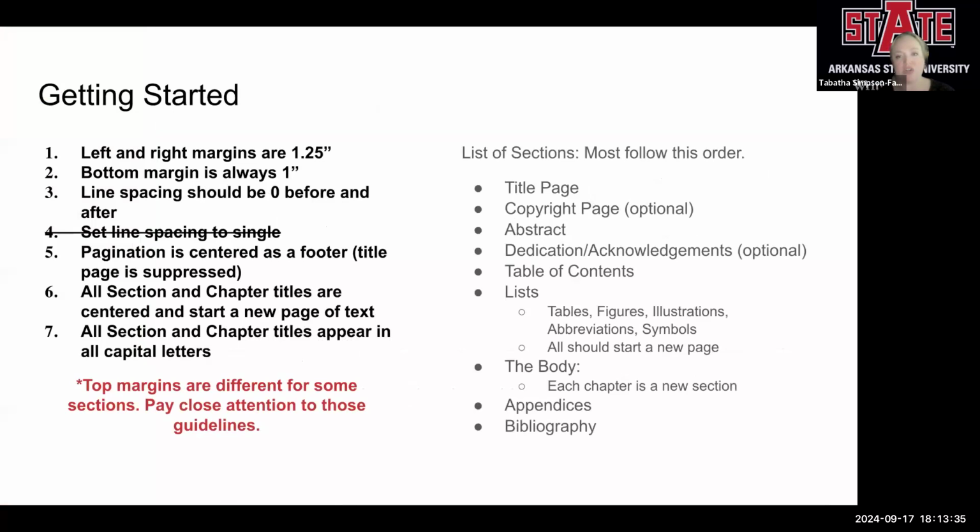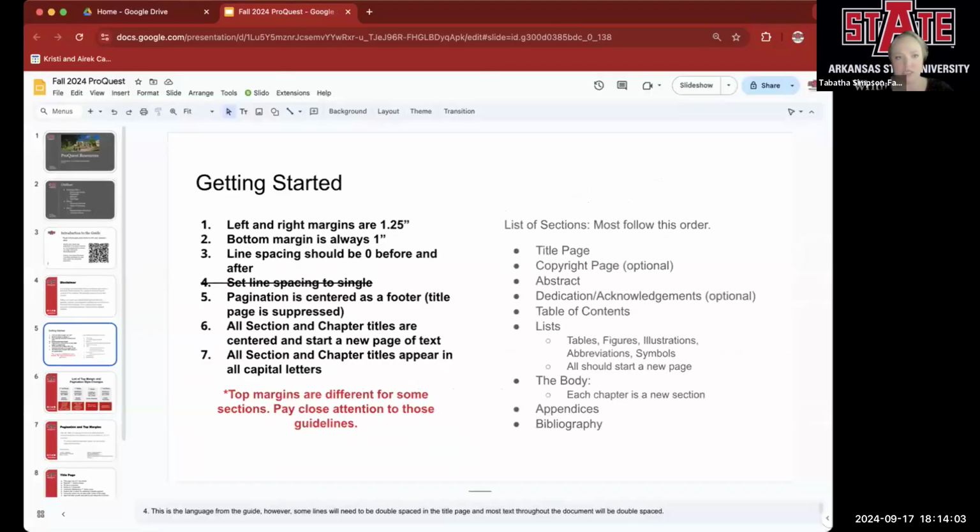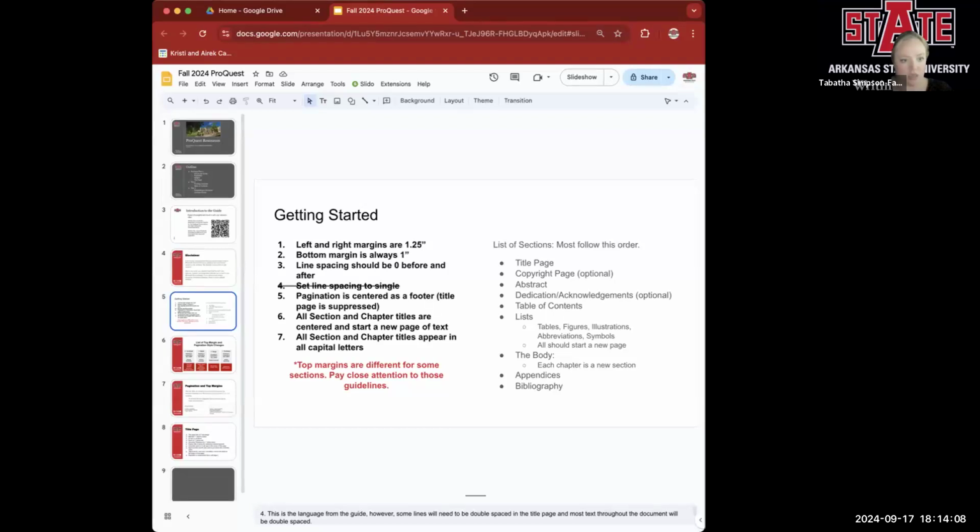So when we get started, this is a list that comes straight from the guide. No matter where you're looking in your document, top to bottom, everything should be 1.25 inches for your left and right margin. So that's a setting that you can set up front. Your bottom margin is always going to be 1 inch. I'm going to open up a Word document and try to share both side by side so I can show you what I'm talking about here.